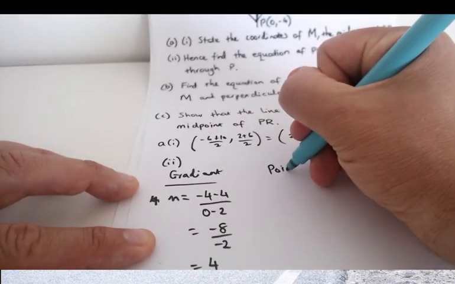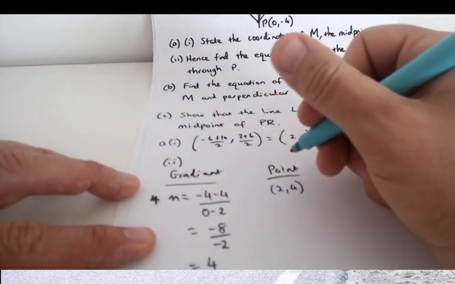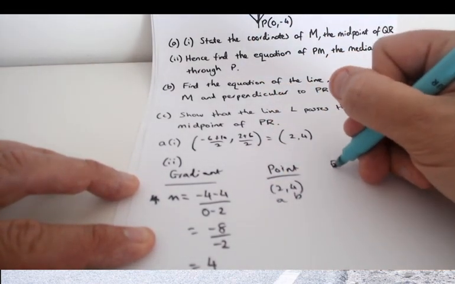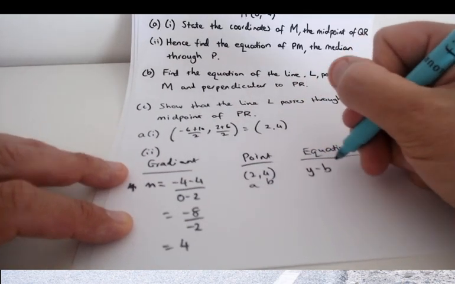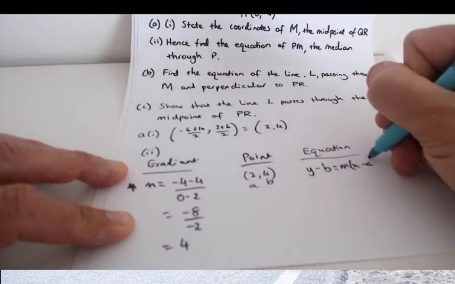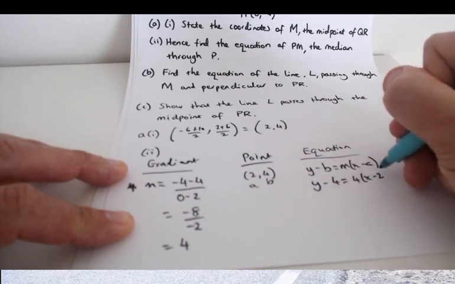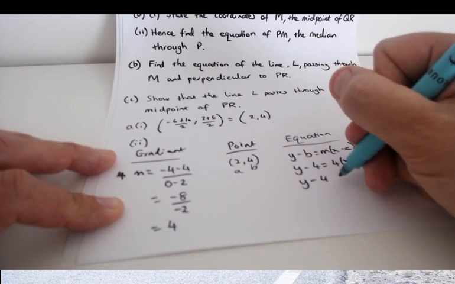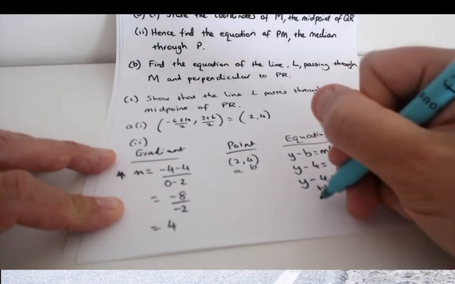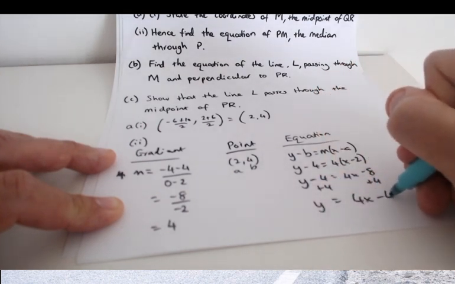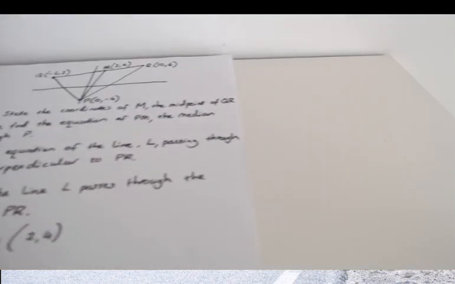I've got 2 points that lie on the line. I'll go with the point (2, 4) because it's a nice and positive point, and then my equation: y take away 4 equals 4 bracket x minus 2. Multiply out the bracket, 4x minus 8, add 4 to both sides, y equals 4x minus 4. Job done.